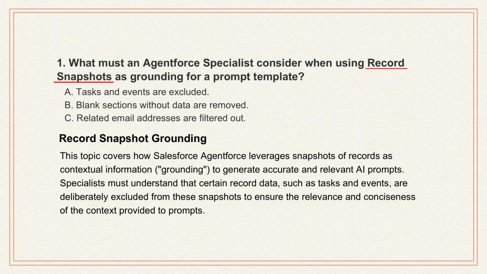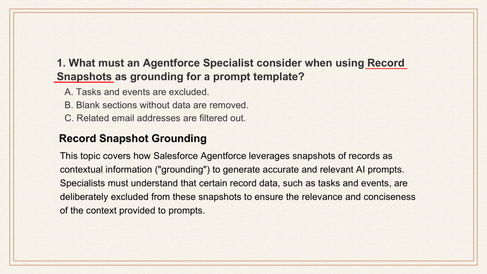And I think it's helpful to think about what data is maybe not a good fit. So if you have data that's going to change pretty rapidly or become irrelevant quickly, that's probably not the best fit for a snapshot, and that will directly impact how effective your prompt is. Okay, so with that in mind, here are the answer options. A, tasks and events are excluded. B, blank sections without data are removed. C, related email addresses are filtered out.